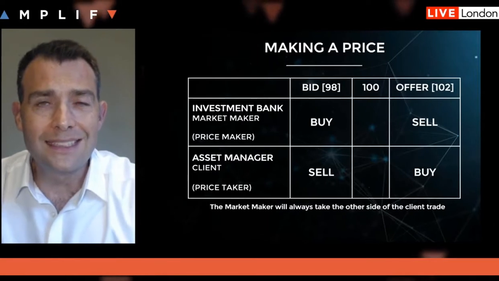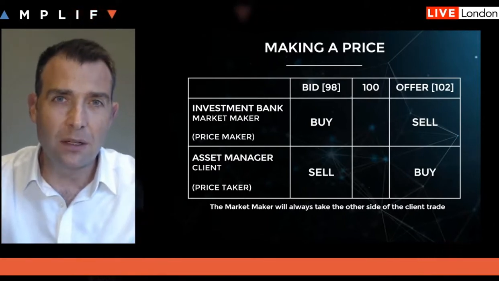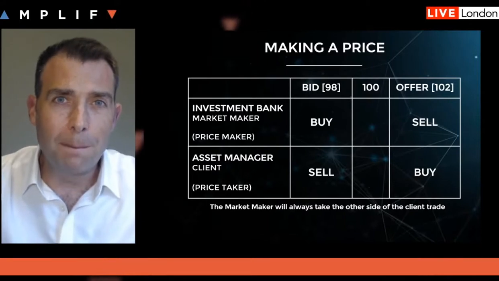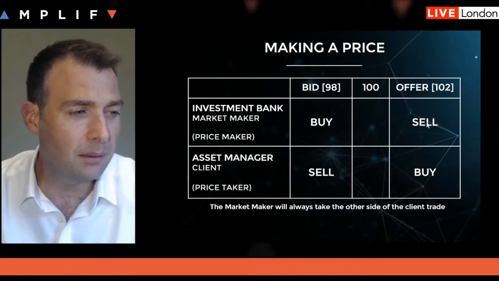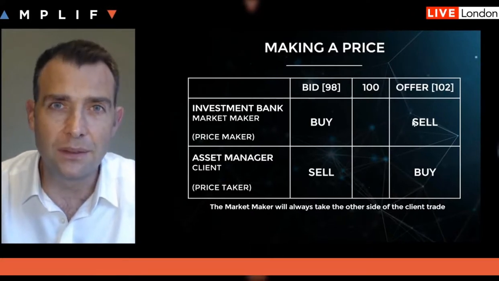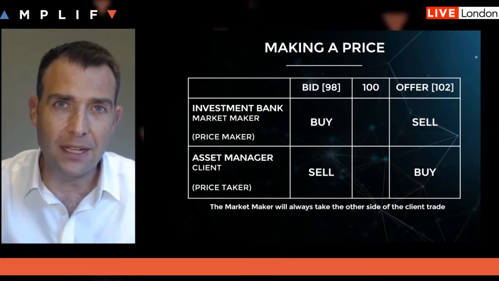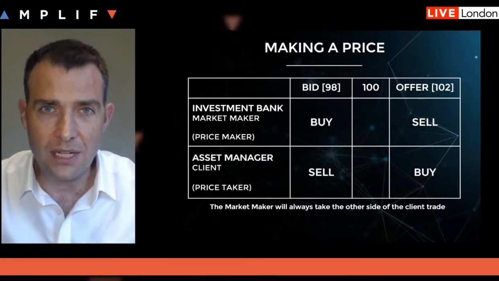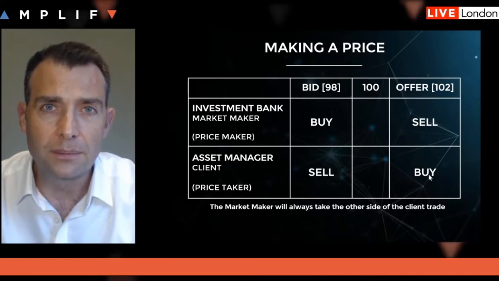One way to look at it is this. If you're the one sending the price, if you're the bank sending the bid and offer in the simulation, you're making that price. You're a market maker. Okay? And when you're a market maker, you buy at the bid and you sell at the offer. When you're a price taker, you're receiving that price. You're on the client side of the trade. You're receiving that price. So you're selling at the bid and buying at the offer.